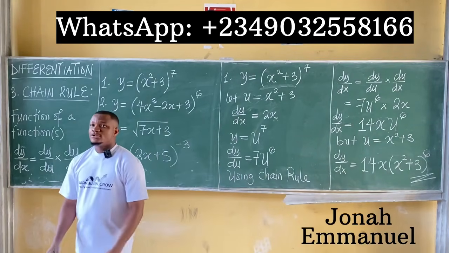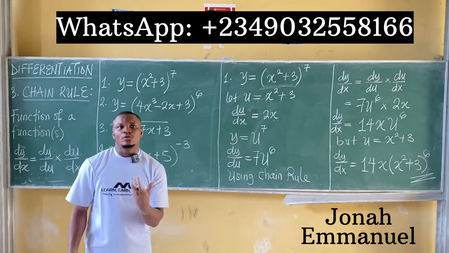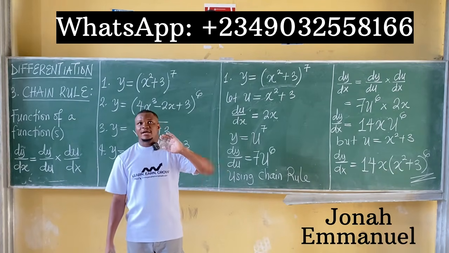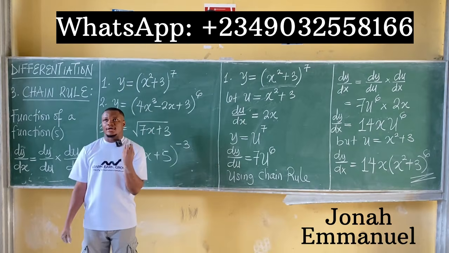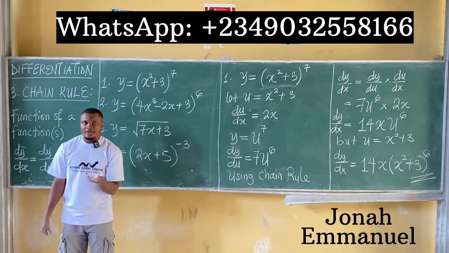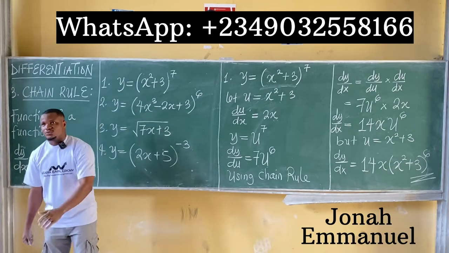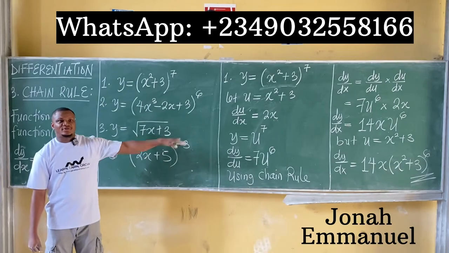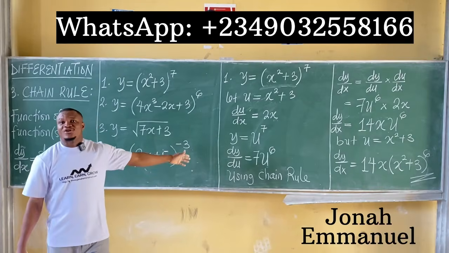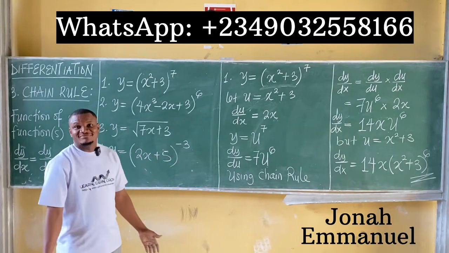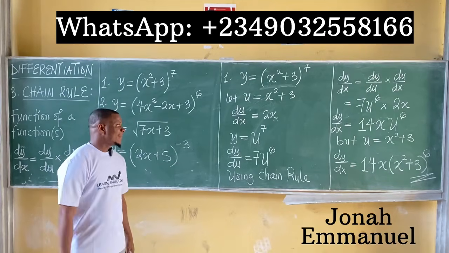All right, so get the concept. Let u be the term in brackets. Next up, get du dx. Next up, y in terms of u. Get dy du. Then use the formula. After using the formula, substitute. That's all. This one is not long like first principle. Very short, actually.